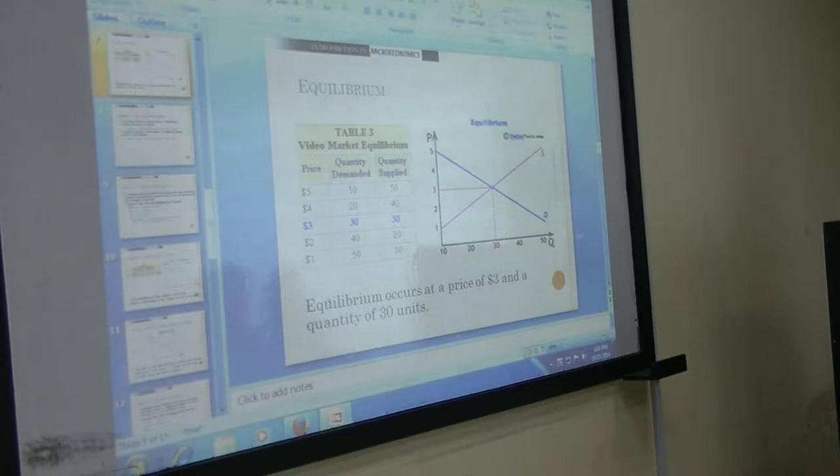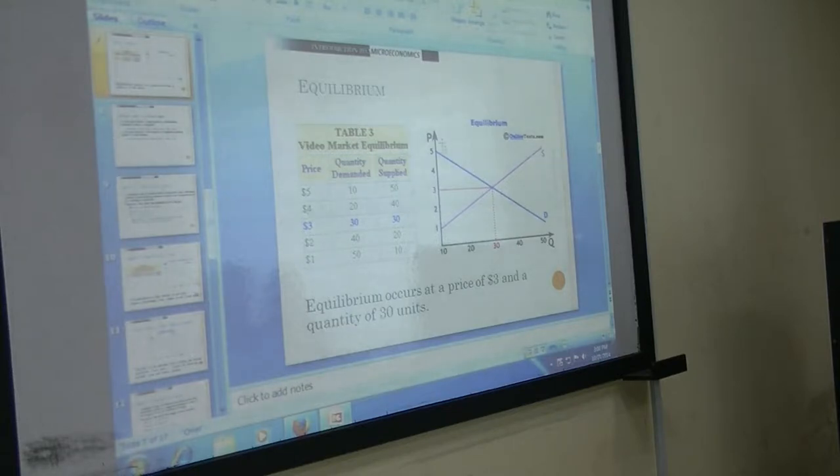Okay, so now you bring them together, demand and supply, and they intersect. In a free market, this is the price: only at a price of $3 per unit would 30 units be demanded and 30 units be supplied. If you go higher than $3 per unit, at a price of $4, take a look, the quantity demanded is 20, but the quantity supplied is 40. So there would be unsold units, 40 minus 20.